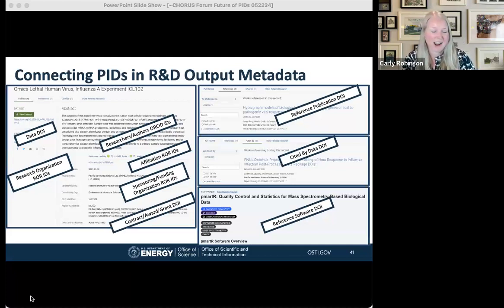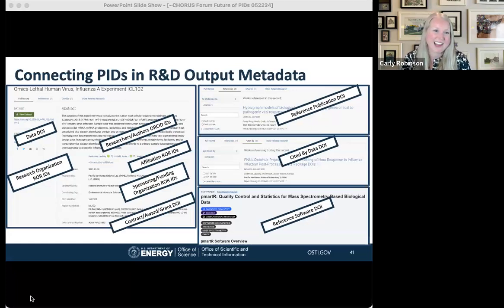So this data record that has a DOI references a publication, so we've got that DOI to DOI connection. It's cited by another data set and references software. So we're trying to connect those all together with persistent identifiers as well. And we have a whole team of curators who are working to add this metadata if it doesn't come to us from the creators of this information and trying to enhance that metadata.